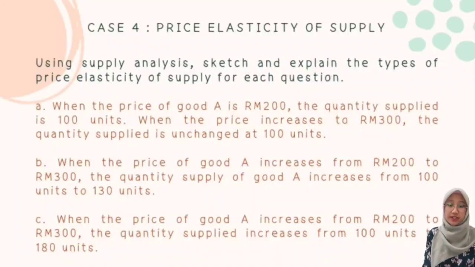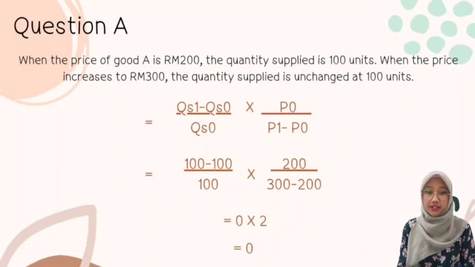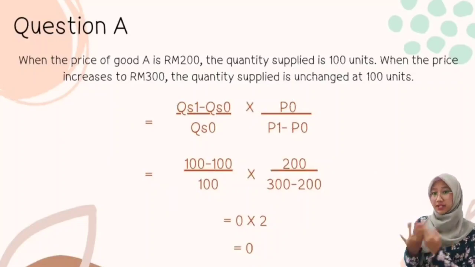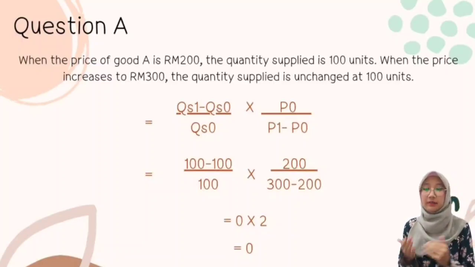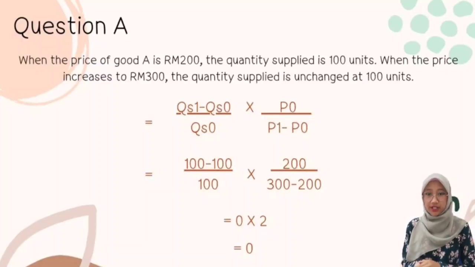We have 3 questions, A, B, and C, and I will explain about question A. For question A, we use the formula quantity supply 1 minus quantity supply 0 divided by quantity supply 0, and then we multiply it with price 0 divided by price 1 minus price 0. We got 100 minus 100 divided by 100, multiplied by 200 divided by 300 minus 200, and we got the final answer 0.